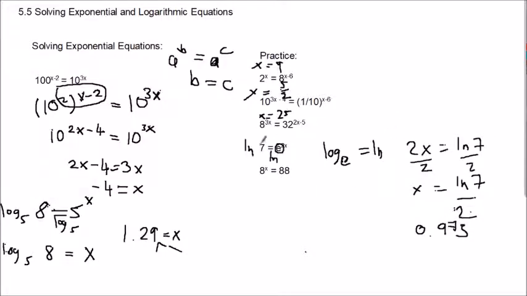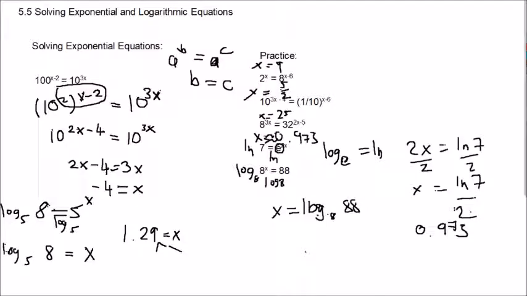So x is equal to 0.973, or roughly equal to, right? Same thing here, we got 8 to the x equals 88, so you can take the log base 8 of both sides. Now we get x is equal to log base 8 of 88.